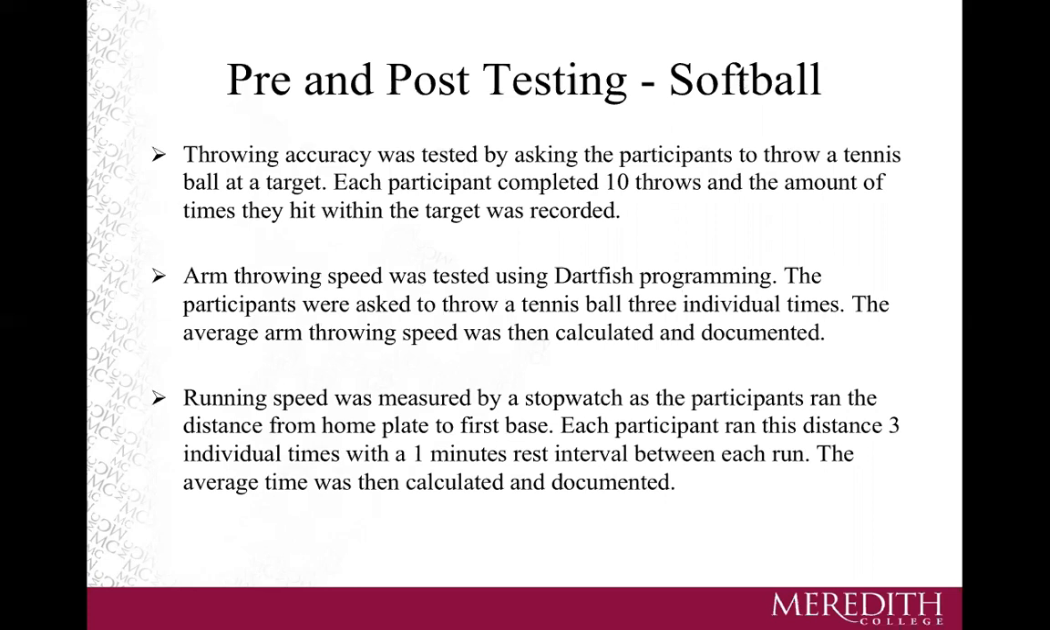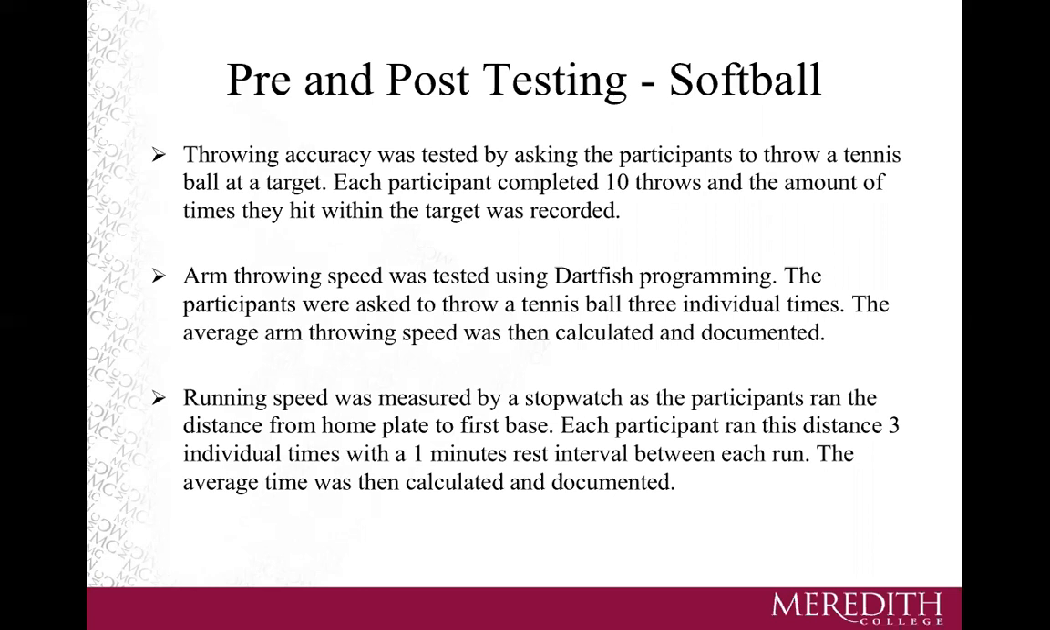For pre and post testing for softball, throwing accuracy was tested by asking the participants to throw a tennis ball at a target. Each participant completed 10 throws, and the amount of times they hit within the target was recorded. The target the athletes threw at was 15 inches long and 10 inches wide, and the participants stood 17 feet away from the target when throwing.